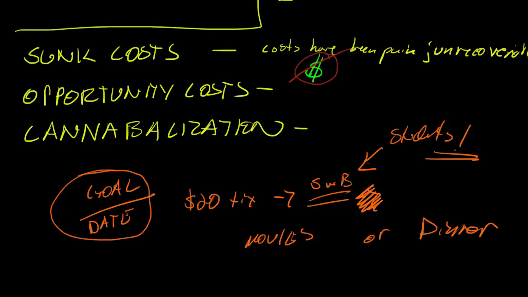Obviously, we would do both, but which one would you do? Would you go to the movies or to dinner? And many of us would turn around and say, hey, you've already spent $20 on the tickets. You have to go to the movies. But my goal isn't to go to the movies. My goal is to have a nice date with my wife.